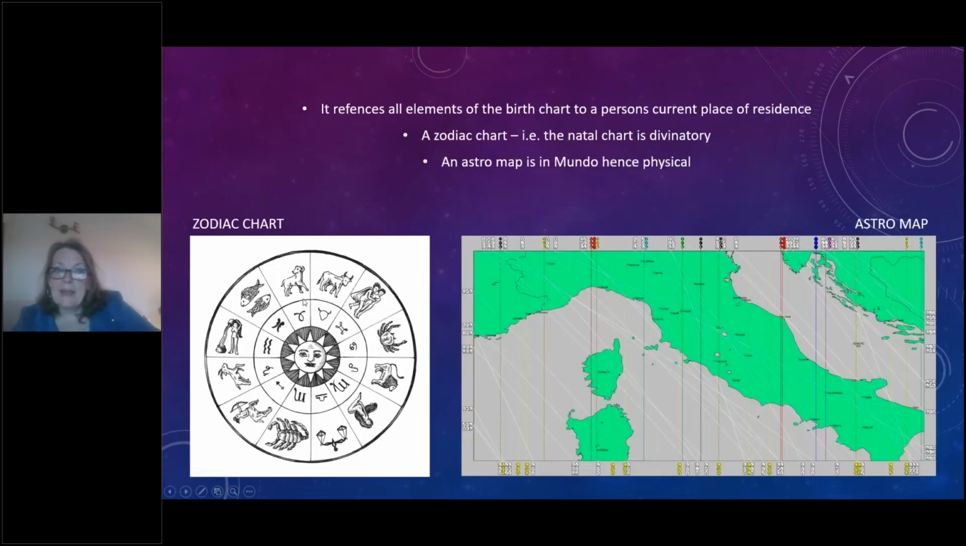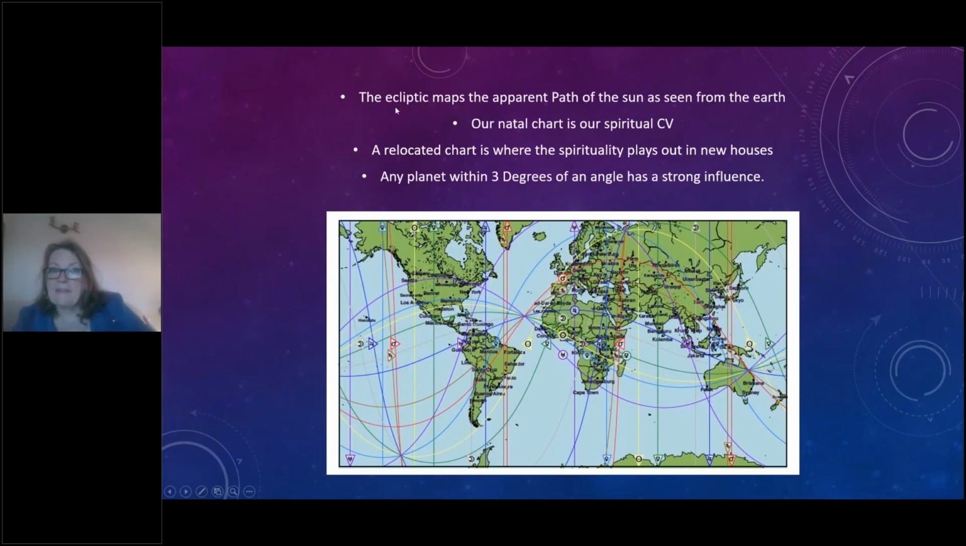So basically, what we're doing in astrocartography, we're mapping the circular natal birth chart, which is the zodiac chart, which is the natal chart, and it's divinatory. And the astro map then is an in mundo chart. It's a physical chart. So this is my astrocartography map of Italy. So basically what we're doing is we're mapping a circle onto a rectangle. And then the ecliptic maps the apparent path of the sun as seen from the Earth.